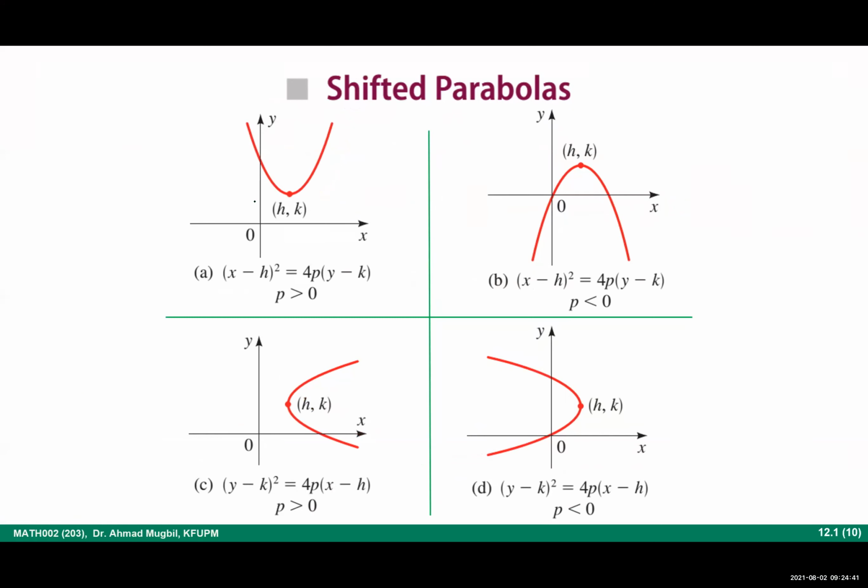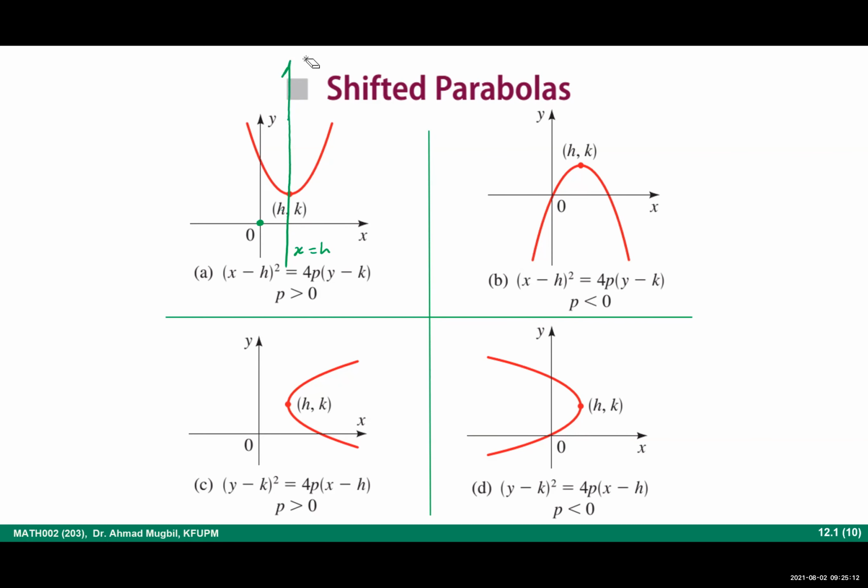When we have the shifted case, previously the vertex was at the origin, where h and k were 0 and 0. Now we have h and k, where h and k, for instance, are positive numbers. Now, what will be the change? Of course, now the axis will be a vertical line, x equals h. This is the axis of symmetry, the axis of the parabola.